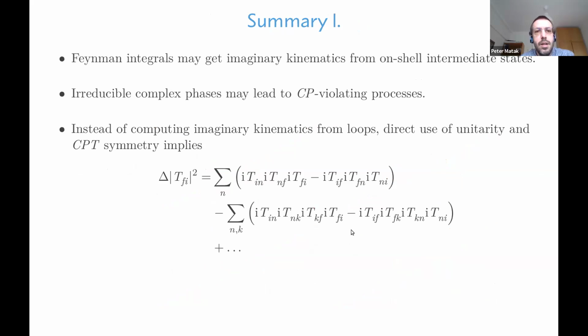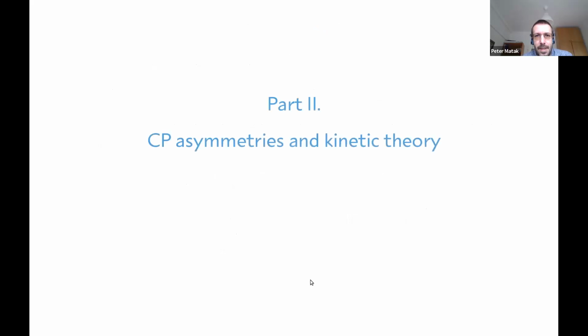We have Feynman integrals that can develop imaginary kinematics from on-shell intermediate states. This may be from loops, but it may also be from disconnected diagrams or on-shell intermediate states like resonances, which are usually treated in another way, but formally can still be viewed as imaginary kinematics. There must be irreducible complex phases in couplings. This condition can also be seen diagrammatically, as I will explain. And instead of computing the imaginary kinematics from loops, we can use the unitarity condition directly and compute the asymmetries as a product of unconjugated diagrams in sequence.